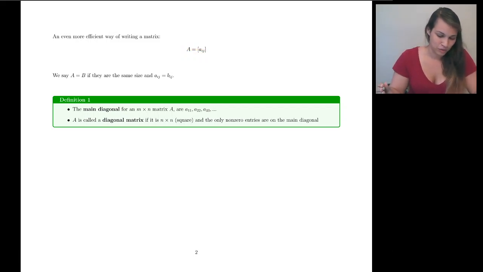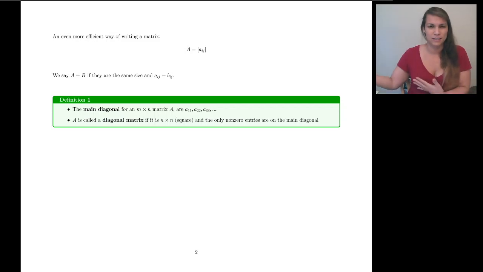Okay, so we're going to start off by defining what it means for two matrices to be equivalent. We're going to say that matrix A will equal matrix B if they are the same size, which makes sense because you can't have something equal something else and they're different sizes. Like, where's everything going to go? And aij equals bij. That just means every single entry is the same.